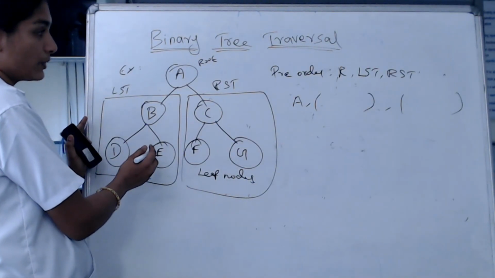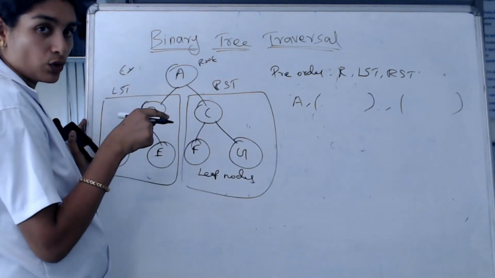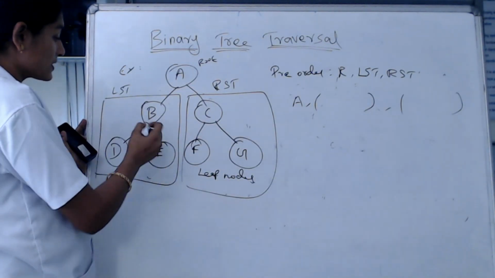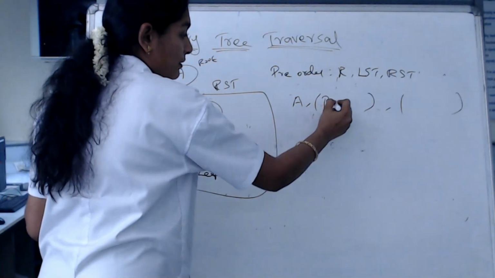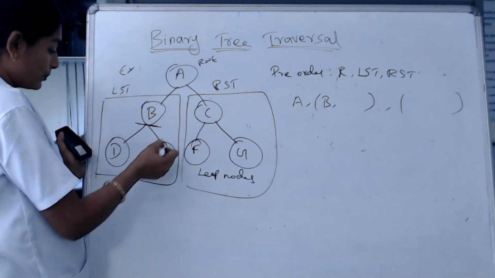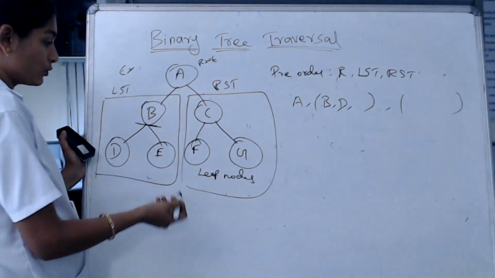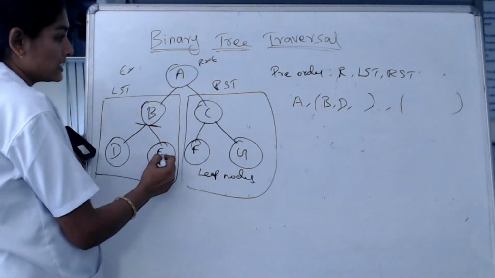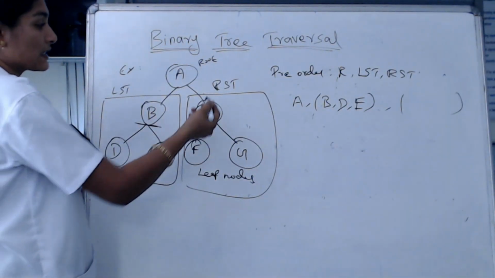Consider this left subtree. Again we have to follow the same order, that is root node, left and then right. First visit the root node. For this subtree, the root node is B. So write B first. Next, this is the left node. For this subtree, the left node is D. So write D next and visit the right node. For this left subtree, the right node is E. So here write E.